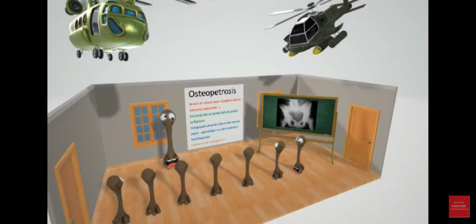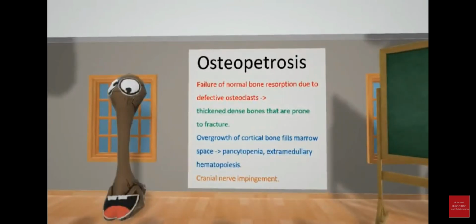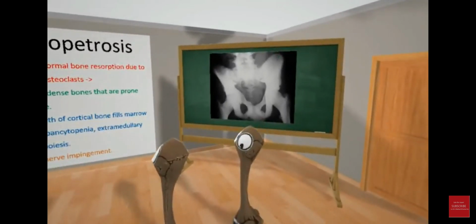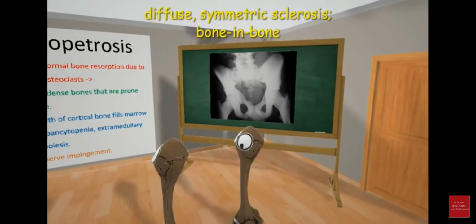Let's talk now about the symptoms. Conveniently, this osteoclast is learning about osteopetrosis. As the teacher mentioned, osteopetrosis is failure of normal bone resorption due to defective osteoclasts, which leads to thick and dense bone that is prone to fracture. Due to the overgrowth of cortical bone that fills bone marrow space, there's going to be pancytopenia and extramedullary hematopoiesis. And due to the narrowed foramina, osteopetrosis can result in cranial nerve impingement, which can of course lead to palsies. On the board over here, the teacher stuck an X-ray picture of the diffuse symmetric sclerosis seen in osteopetrosis, which is basically bone in bone, and it's more whitish as you can see over here.